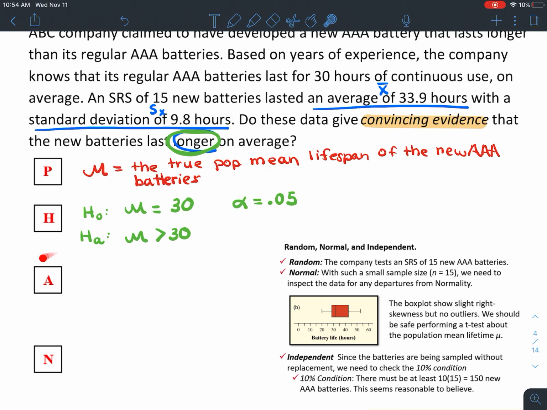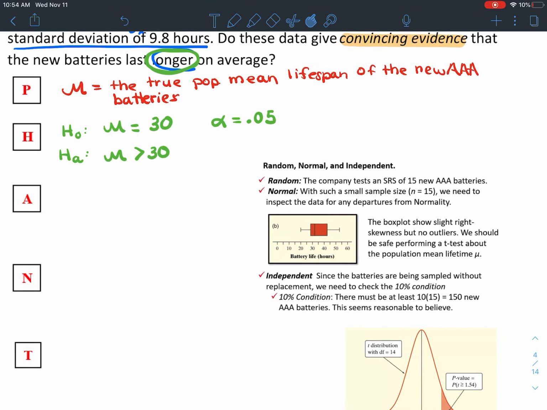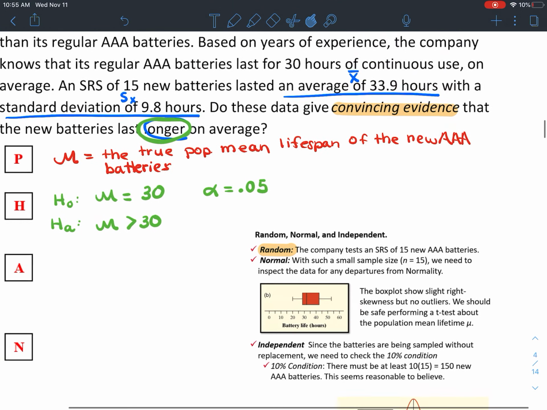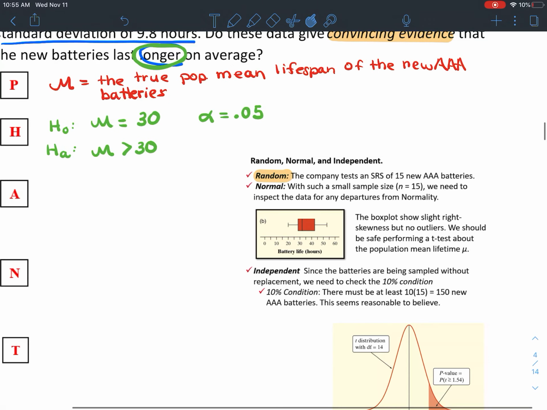Okay, the A for our acronym stands for the assumptions or the conditions. I filled these out for you here already. I'm just going to talk through them briefly here. Random: it did mention that these 15 batteries were an SRS, a simple random sample. Okay, so we know that that was taken.